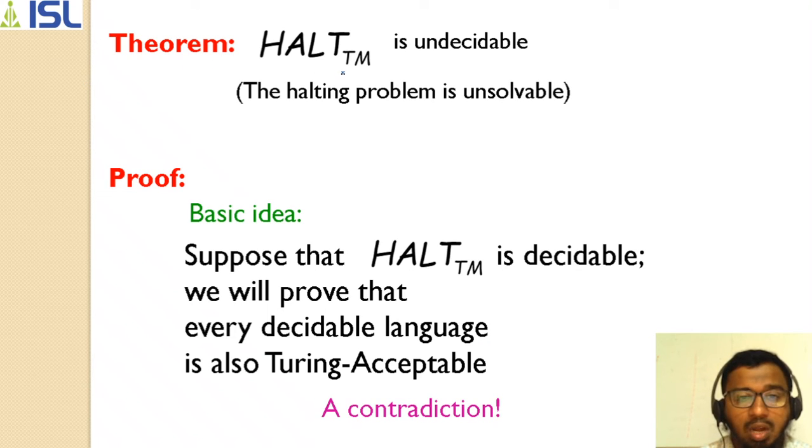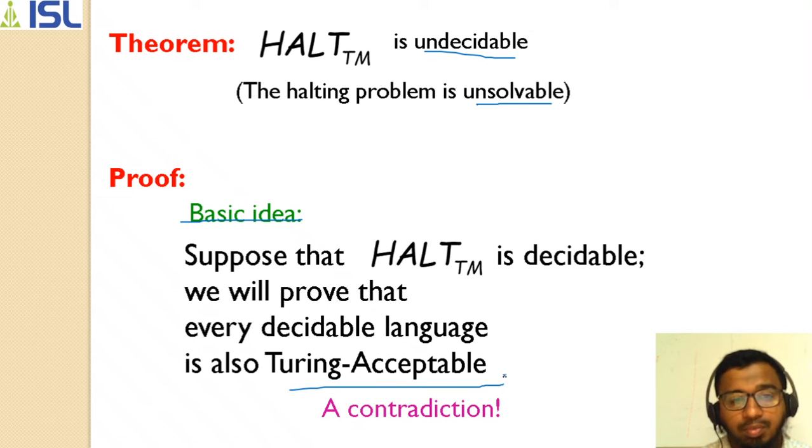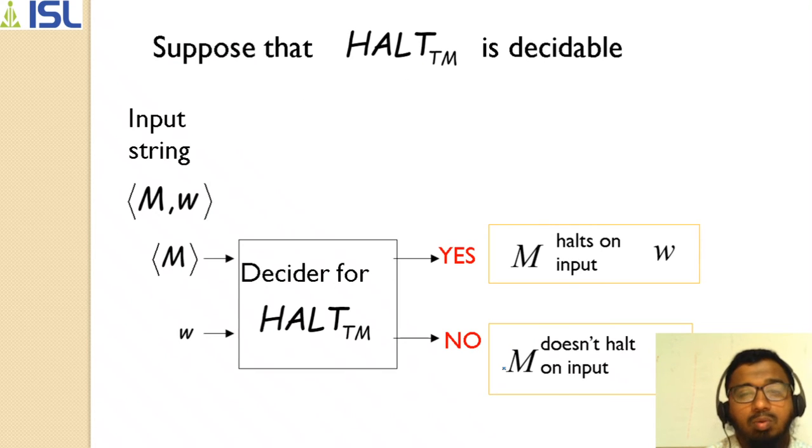Theorem: HALT_TM is undecidable. The halting problem is unsolvable. The basic idea to prove this: suppose that HALT_TM is decidable, we will prove that every Turing acceptable language is also decidable. Same as the membership problem. Now suppose that HALT_TM is decidable, that means it is solvable.